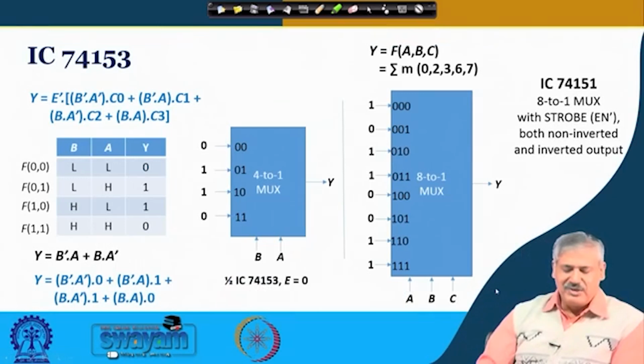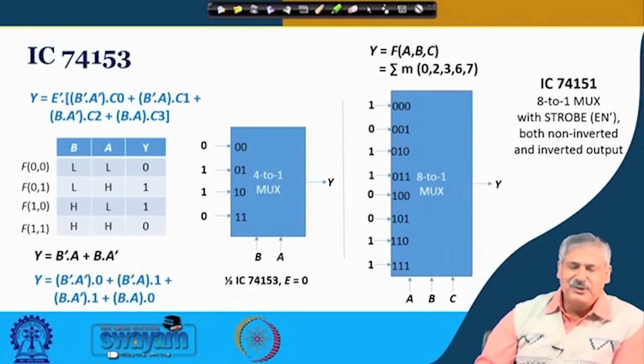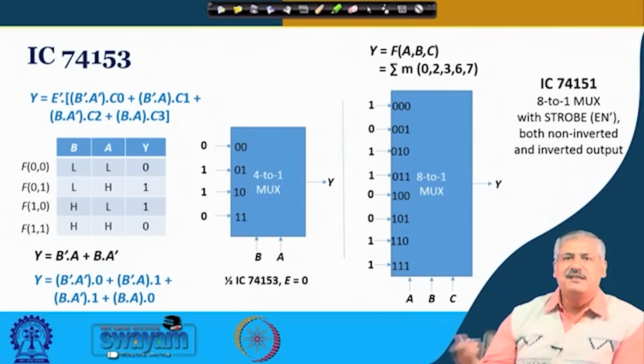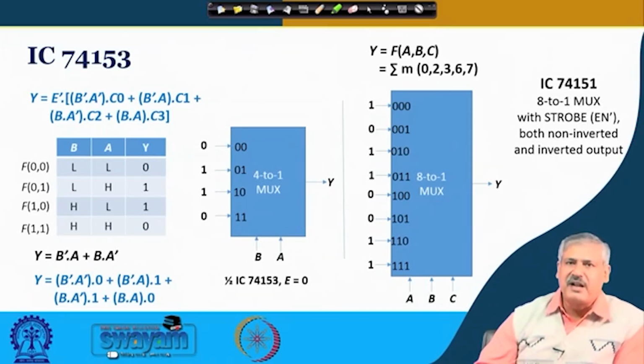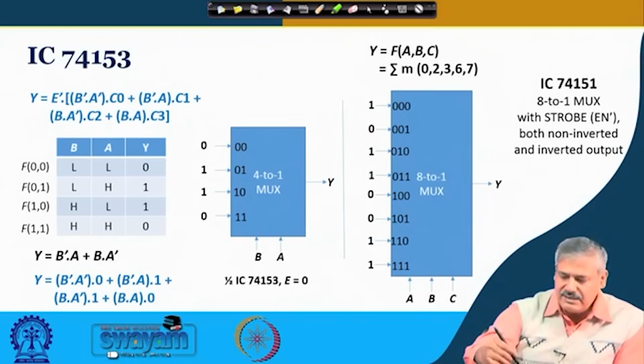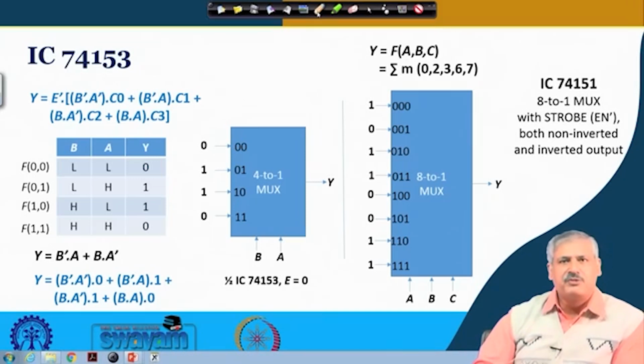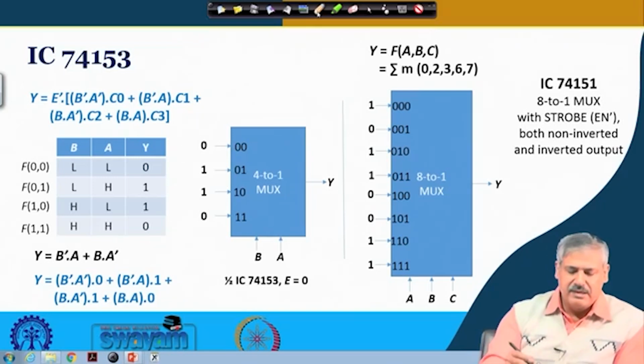Now, we look at realization of certain truth tables using the multiplexer. Earlier, in the last class, we had seen that this is possible using Shannon's expansion theorem. Here we are taking a practical IC and looking at its realization. In this case we are looking at IC 74153, the 4 to 1 multiplexer we had seen before with a strobe or enable input. That is the basic equation of that.